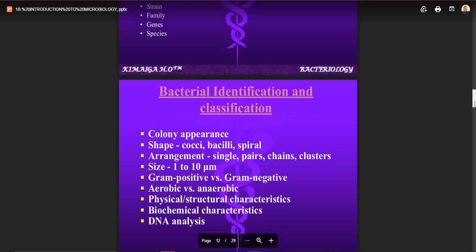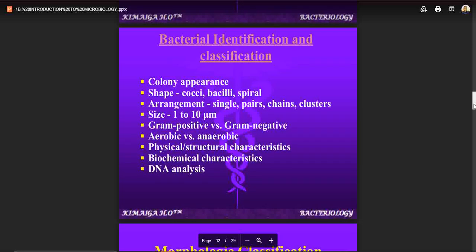So we'll see, for instance, bacterial identification and classification. Now we're going to have colony appearance and shape, the ones which are best classified based on shape. We can have cocci, bacilli, and spiral: bacilli are rod-like, cocci are round, and there are comma-like and spiral forms. Then arrangement: they can also be classified according to arrangement, like single, pairs, diplococci, streptococci, chains and clusters. Size is 1 to 10 micrometers.